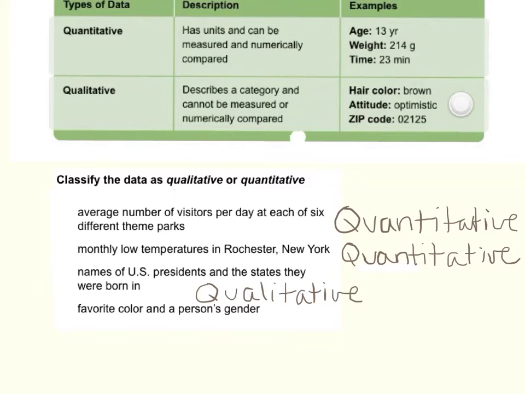Okay, qualitative, the base word is quality. So you can think of the quality of something, and that's not numerical. Okay, favorite color and person's gender, this is non-numeric again, so qualitative. Okay, so that's quantitative versus qualitative data, non-numeric versus numeric data.